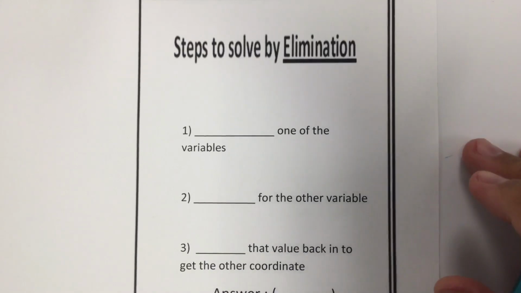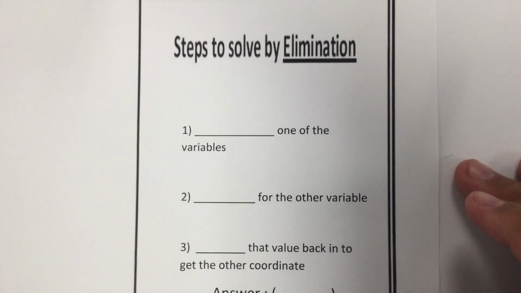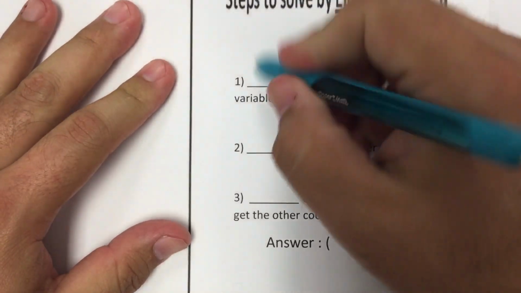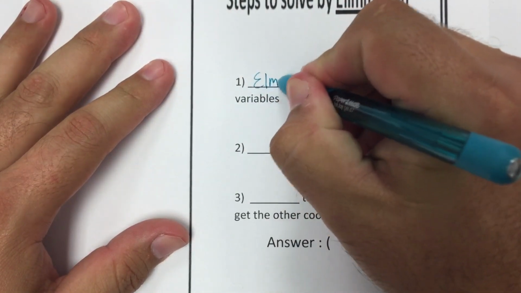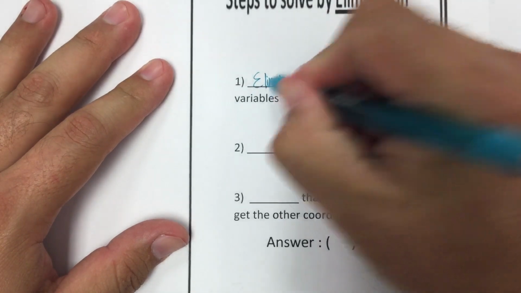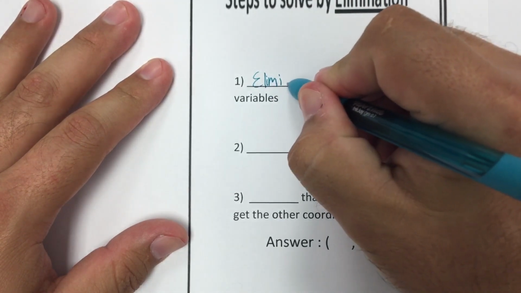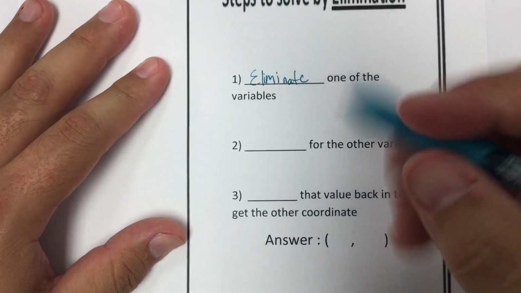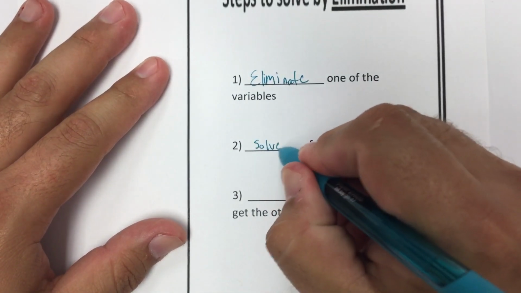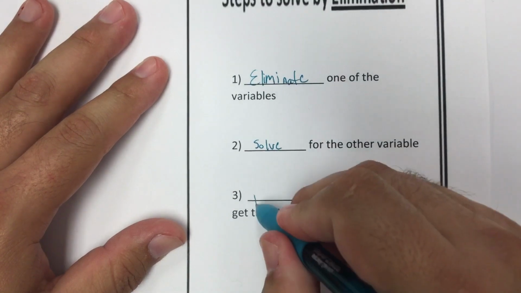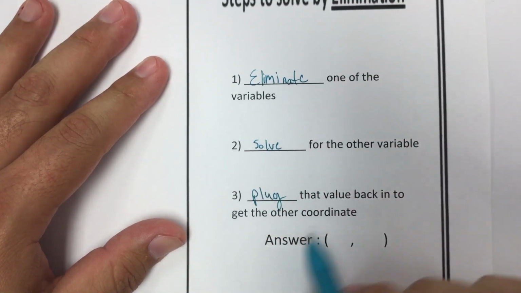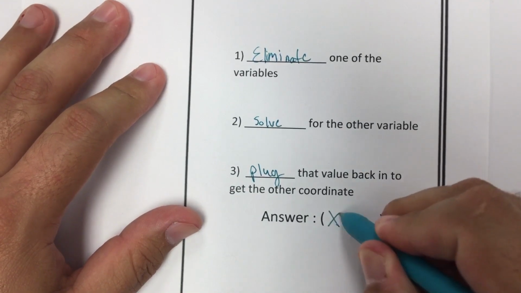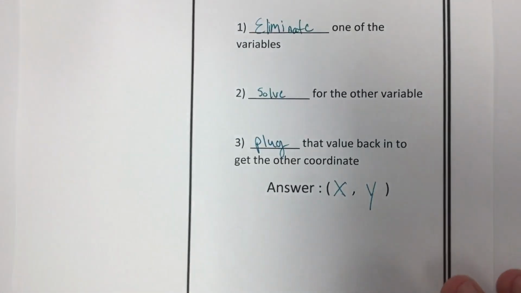Today we're going to talk about steps for solving by elimination. Okay, 3 easy steps to remember. Eliminate one of the variables, right? Solve for the other variable, and then plug that variable back in so that you can get the other coordinate. Remember that your solution should be in the format x comma y whenever you're finding this solution.